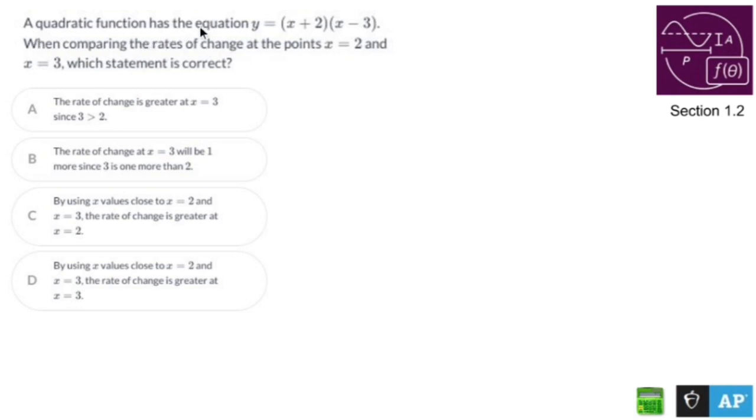A quadratic function has the equation y equals, it's factored, x plus 2, x minus 3. When comparing the rates of change at the points x equals 2 and x equals 3, which statement is correct? Now, thing number one, it mentions rates of change. It mentions nothing about average rates of change. So if you're thinking f of b minus f of a, stop it. Thing number two, this is a calculator problem.